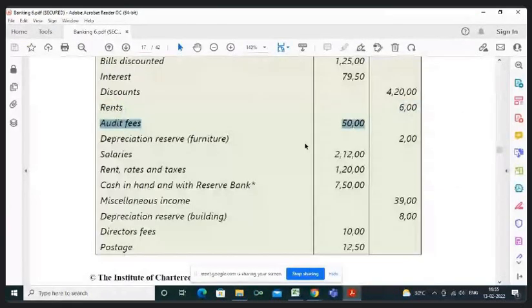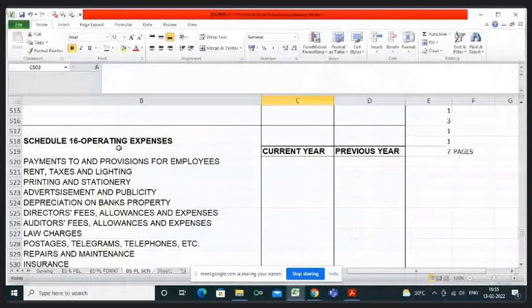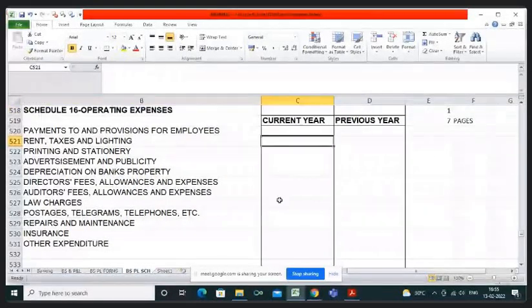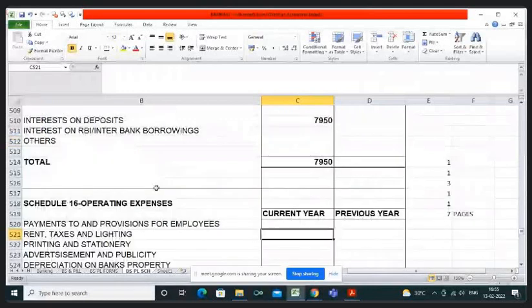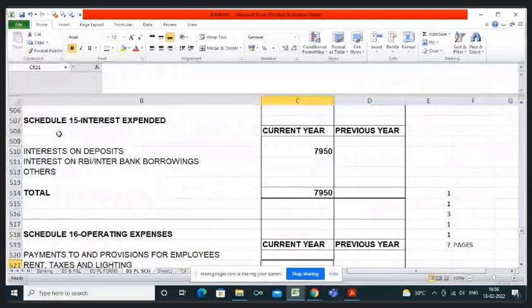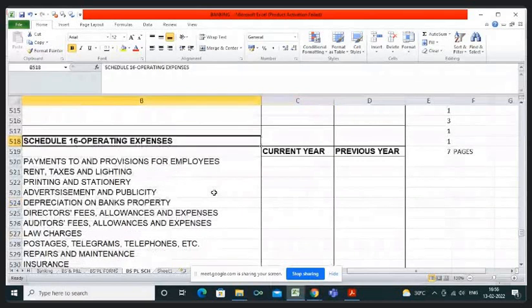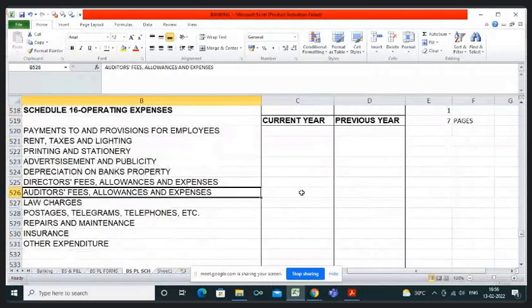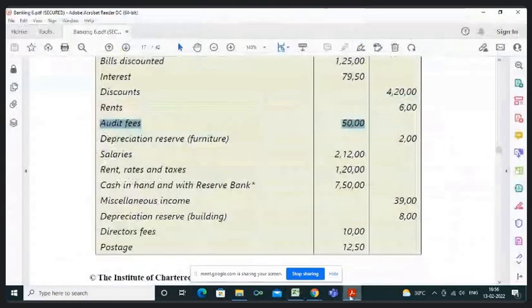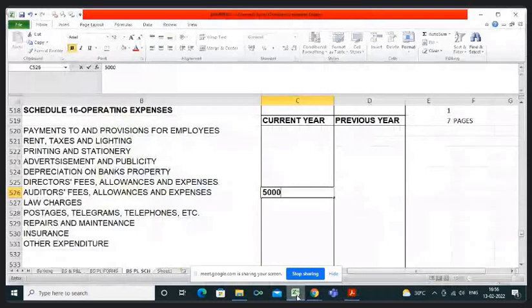So next is audit fees. Audit fees, a debit. It's an expense. For expenses, we have only two schedules. One is called interest expended and the other is called operating expenses. Operating expenses will have a lot of line items. There only we have to write most of the expenses. Except interest, all other things will come under the operating expenses. There we have to see auditors' fees, allowances and expenses. It's one of the items, we have to give it separately. So there I will write 5,000. That is the auditor's fees.